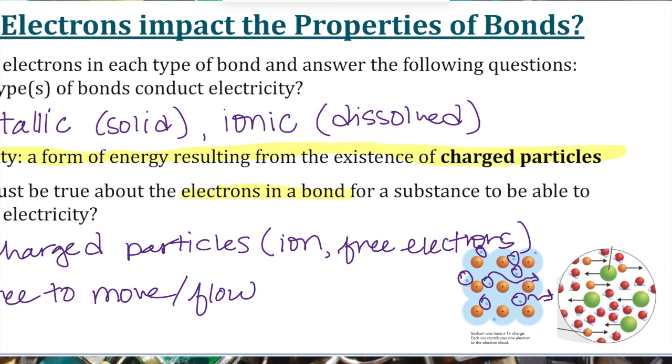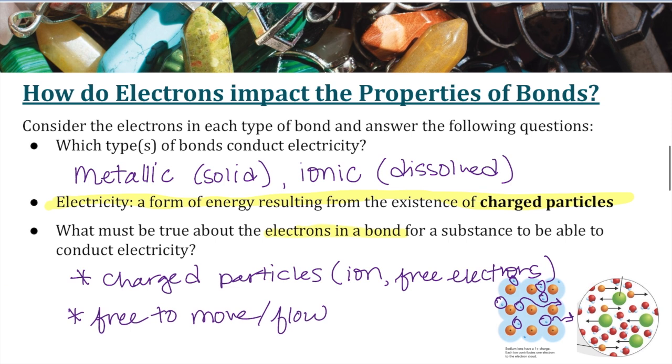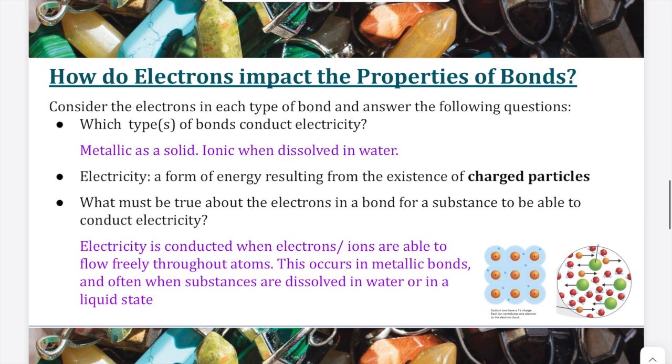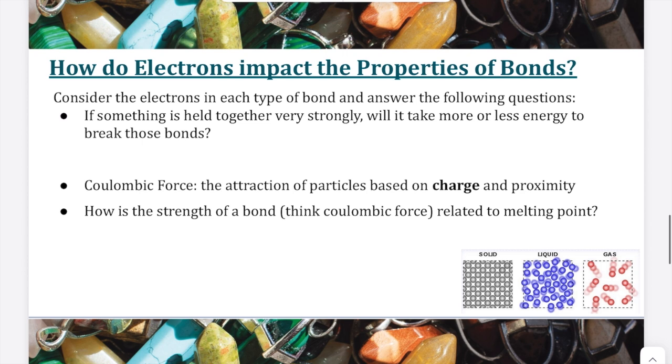All right, and so then we also had those charged particles able to flow when that was dissolved. All right, take a moment, pause the video if you need, and feel free to read through this a little bit more. So how do electrons impact the properties of bonds?